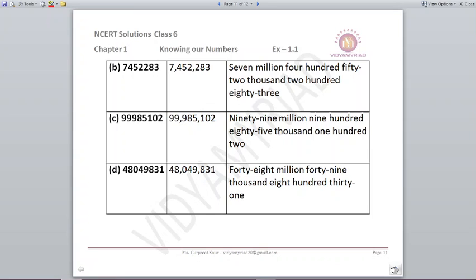Next, 99985102. So let's put commas, we get 99,985,102. So it becomes 99 million 985,102. Next, 48049831. After commas we get 48,049,831. So your answer is 48 million 49,831.